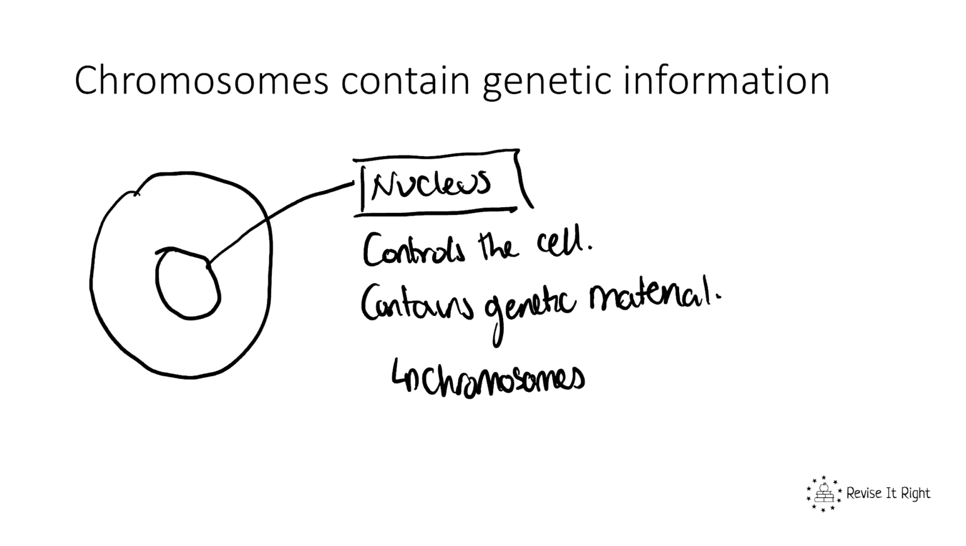Now there are 23 pairs or 46 chromosomes found in human cells. Now chromosomes are coiled up lengths of DNA and they look something like this. This is how we draw and describe a chromosome. Now body cells normally have two copies of each chromosome, as you can see, one here and one here. And one of them comes from the mum and one of them comes from the dad. So humans have two copies of chromosome 1, two copies of chromosome 2, etc. Okay. Now remember that humans have 23 pairs of chromosomes in their cells.